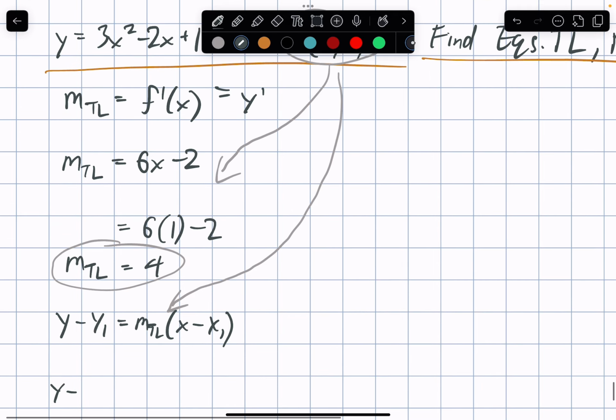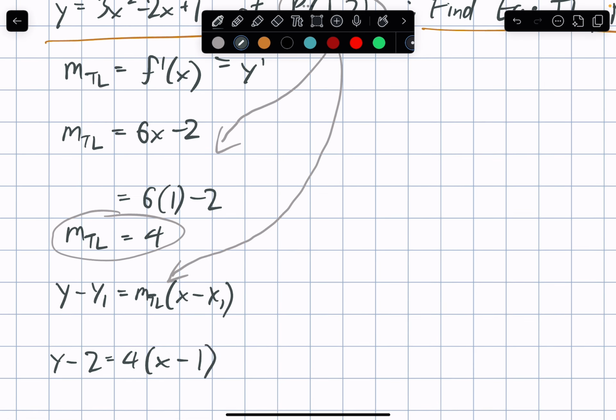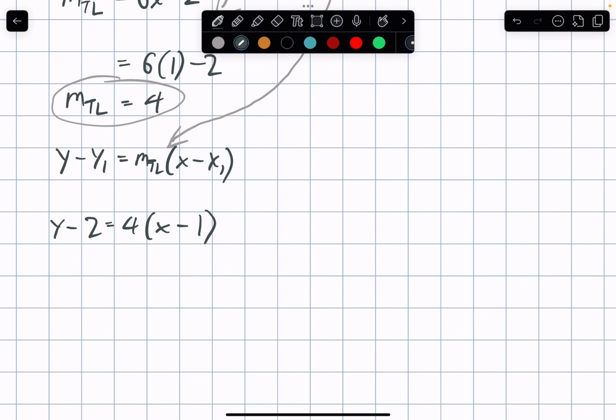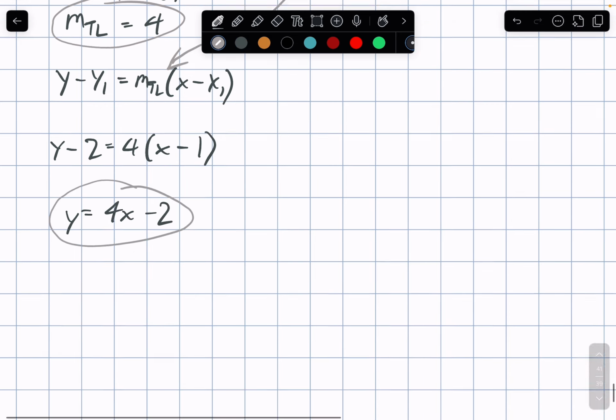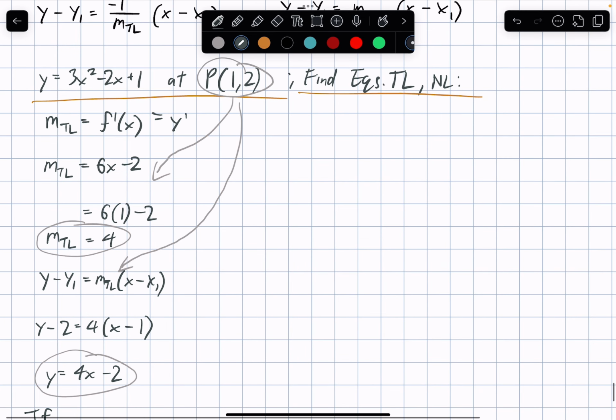So y minus 2 equals 4 times x minus 1. If you turn this into, I believe this is called slope-intercept form, so only y is at the left side, you have this. So that is the equation of the tangent line already.